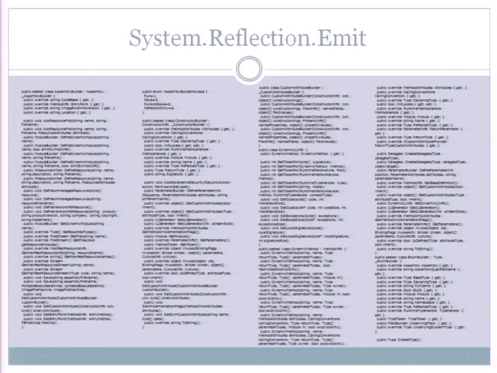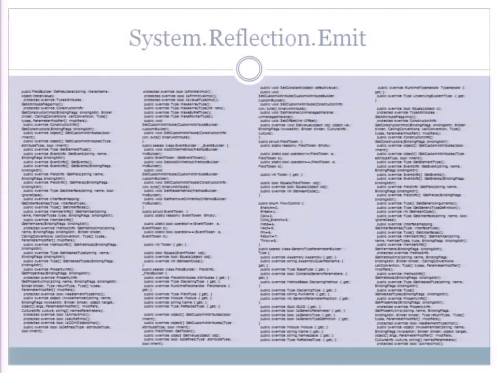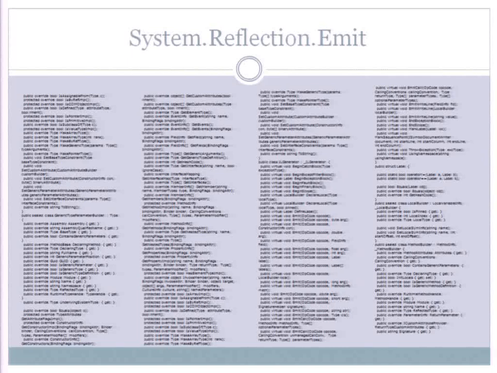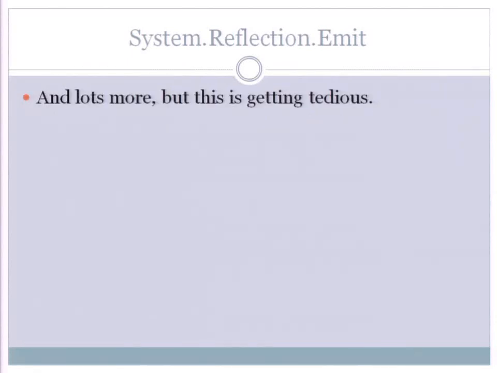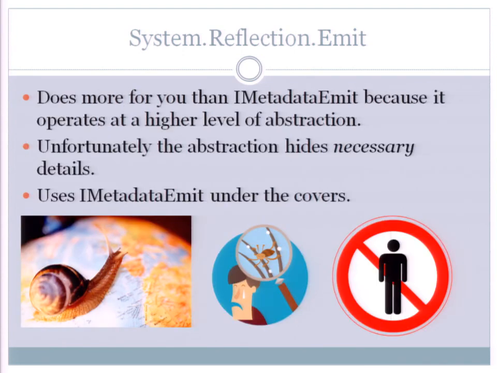Okay, so at one stage you probably were told, well, we've got this great API called System.Reflection.Emit. And as you can notice, the API here is a little bit bigger than the one we've seen before. And there's more. Well, actually, there's lots more, but it gets kind of tedious at this point. So what's going on?